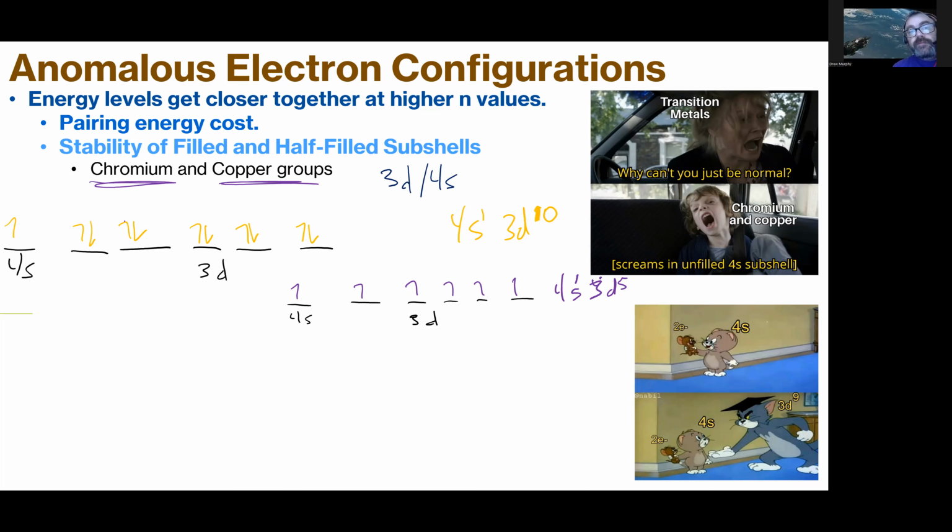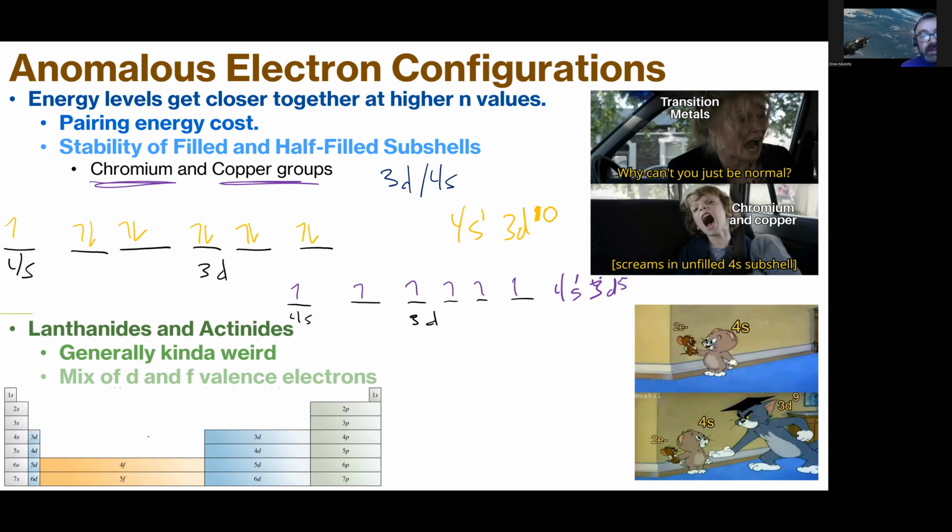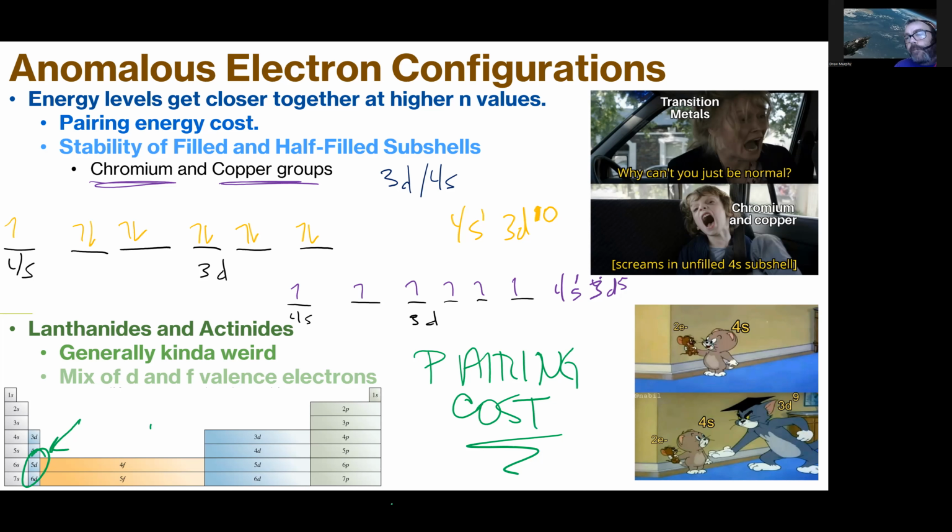Okay. Lanthanides and actinides generally are kind of weird with their electron configurations, because they all have this D electron stuff at the beginning where they start 5d1 and then start doing 4f's, and then the F's are all close together, so they have weirdness. You can look those up and they're weird. I just want you to know why they're weird. Those subshells are all really close in energy. And again, it's all about pairing costs. So drill this into your brain: pairing cost to pairing those electrons up.